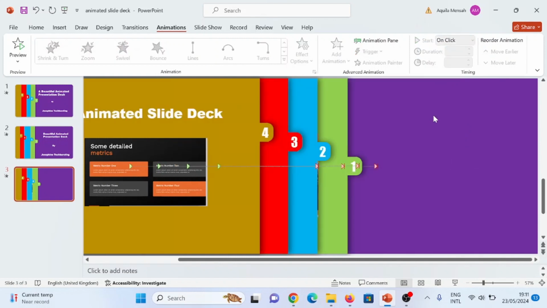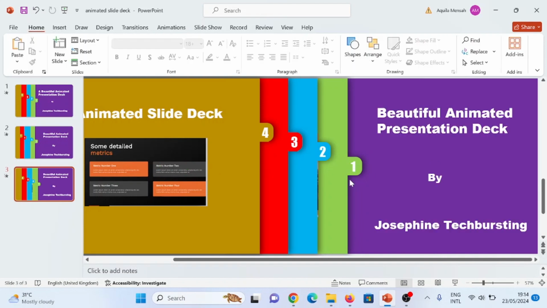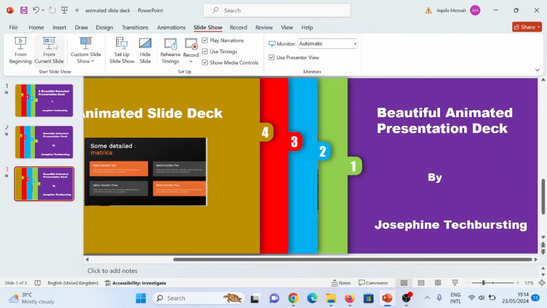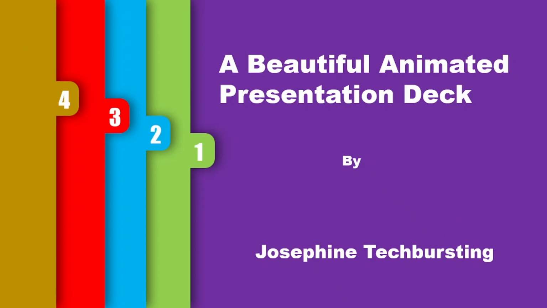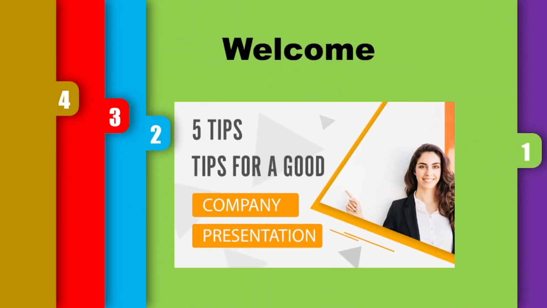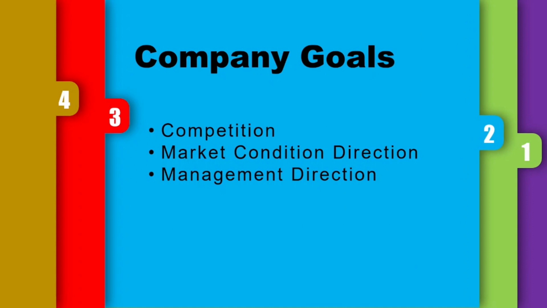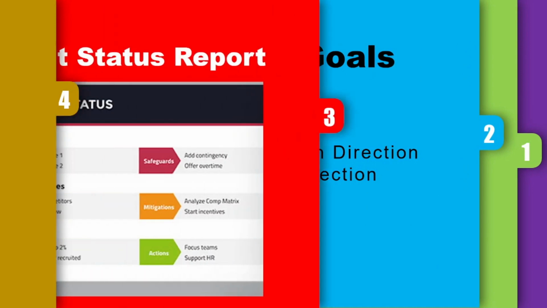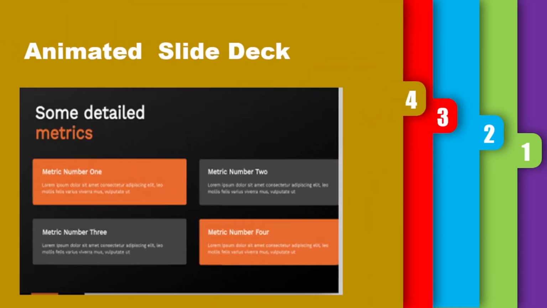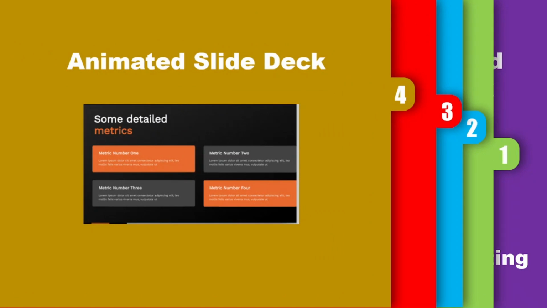Now it's time to add text to this purple background. We are done with preparing our PowerPoint slides. It's now time to put it on slideshow to see how our slides look. A beautiful PowerPoint slide like this can make a huge impression on your next presentation. So this is how you can make a beautiful PowerPoint slide for your next presentation.